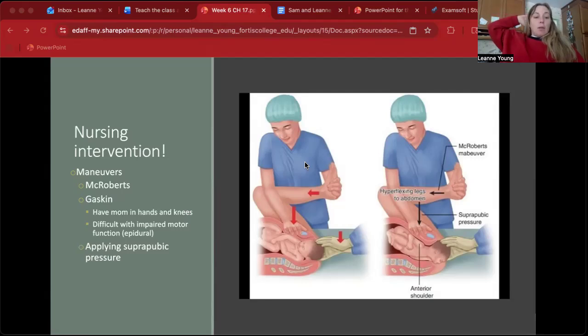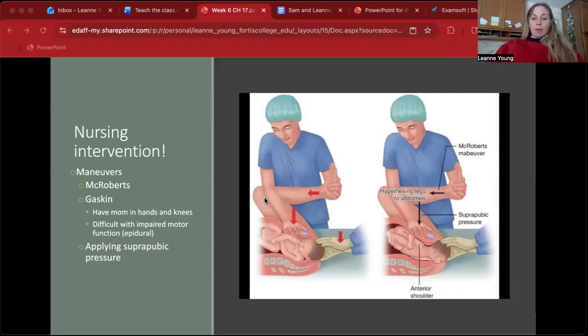Okay, another maneuver is the Gaskin maneuver. So this is when we put moms in hands and knees. This is not the gold standard. This is like we're trying this after McRoberts because if a patient has an epidural, it's going to be really hard to get her in hands and knees. Okay, so McRoberts is the standard that we do, and then also we're applying that suprapubic pressure, like I mentioned. Okay, so you definitely know what McRoberts maneuver is, and we use it for a shoulder dystocia. Okay, this picture is a really good picture, so I would definitely use that when you're studying.